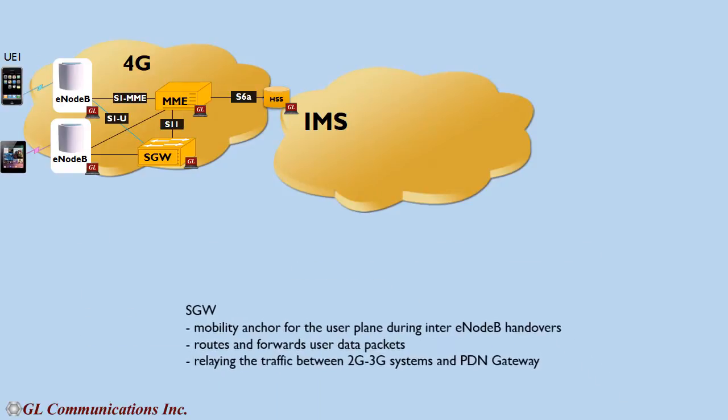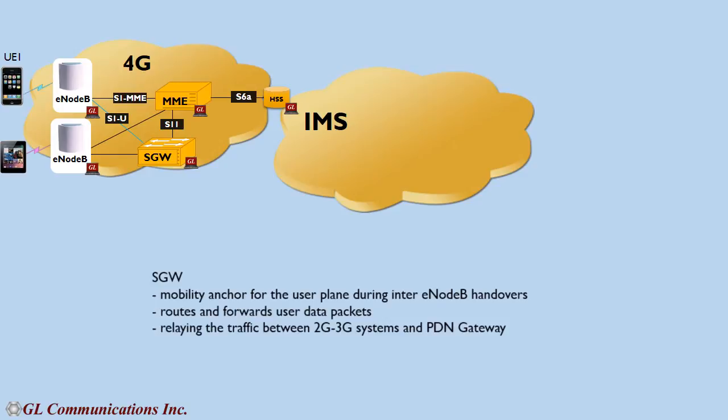Serving Gateway, or the SGW. The SGW routes and forwards user data packets. This node also acts as the mobility anchor for the user plane during inter-eNode B handovers and as the anchor for mobility between LTE and other 3GPP technologies. For example, terminating S4 interface and relaying the traffic between 2G 3G systems and PDN gateway.